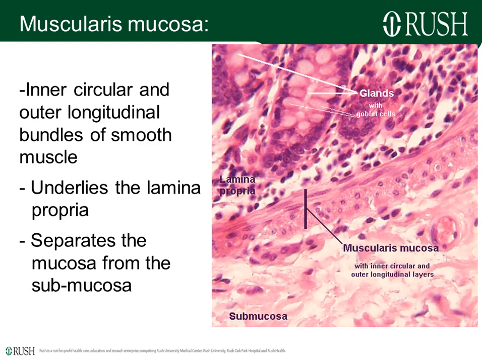The deepest layer of the mucosa is called the muscularis mucosa. Now this is a double layer of smooth muscle, an inner circular and outer longitudinal bundle. It's fairly thin and it directly underlies the lamina propria. It acts as a separating line, so to speak, between the mucosa and the underlying submucosal layer.